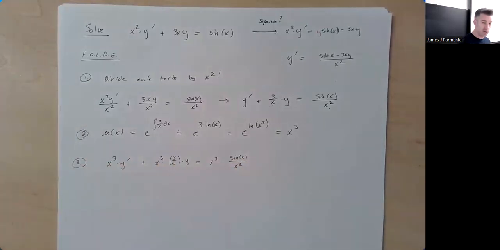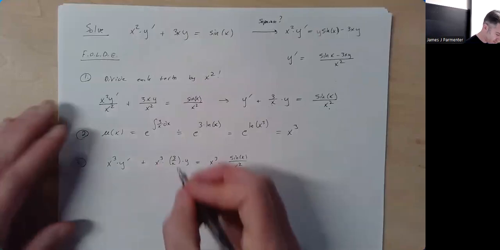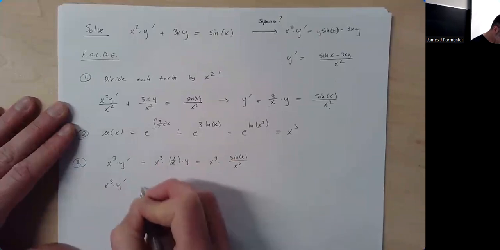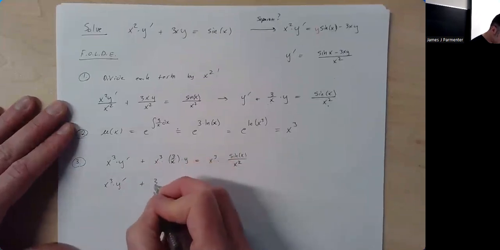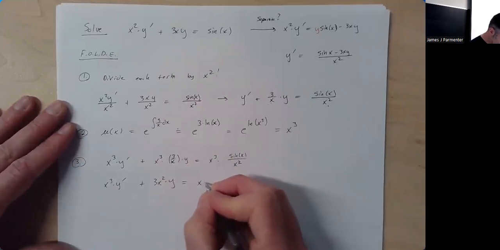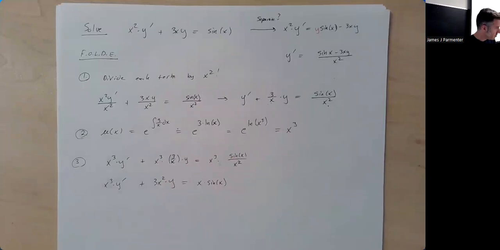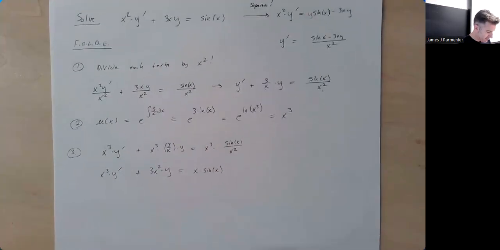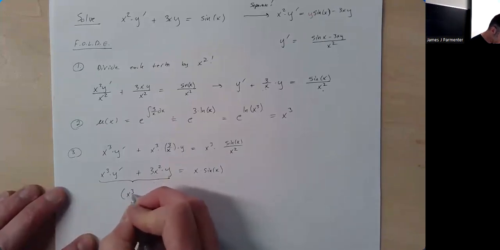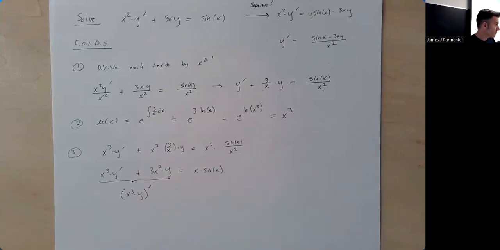In general, I would probably just do the simplification as I was doing that first step, but I'm writing it out here. So this is going to be x cubed times y prime plus 3x squared times y, and x cubed divided by x squared gives me just an x times sine of x. Great. That left-hand side is for sure the derivative of a product rule. This left-hand side is definitely the derivative of x cubed times y. Always works, right? It's the same story over and over and over again, just different flavors.